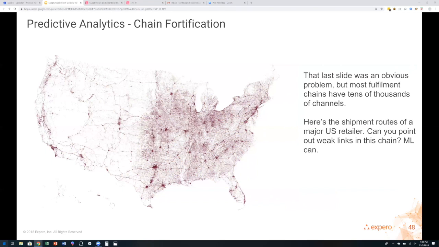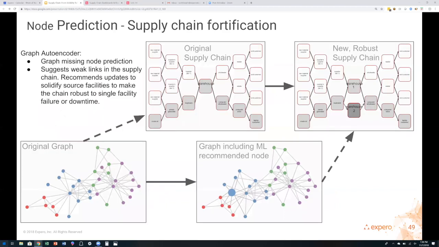So the question is, is there anything we could do about this? Obviously, the answer is yes. You just saw that in Scott's demo. And this is how it works in reality. So we use a series of systems. I've mentioned the graph autoencoder here again, and we'll talk about another one in a second.